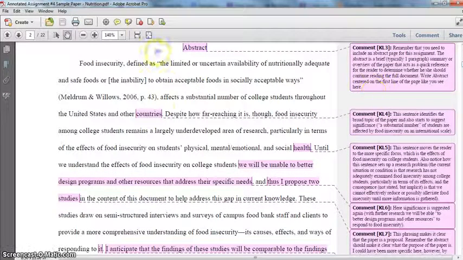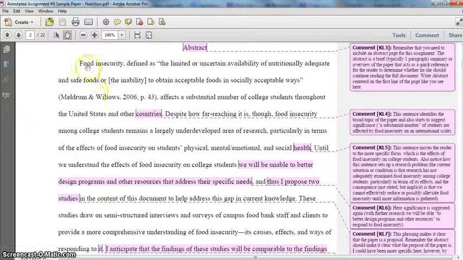Now what I've done in this first sentence is that I have set up the broad topic of the paper, and this also starts to identify what the significance is of this topic, because I point out, okay, this is what food insecurity is, I define it, and then I indicate that a substantial number of college students throughout the United States as well as other countries are affected by it.